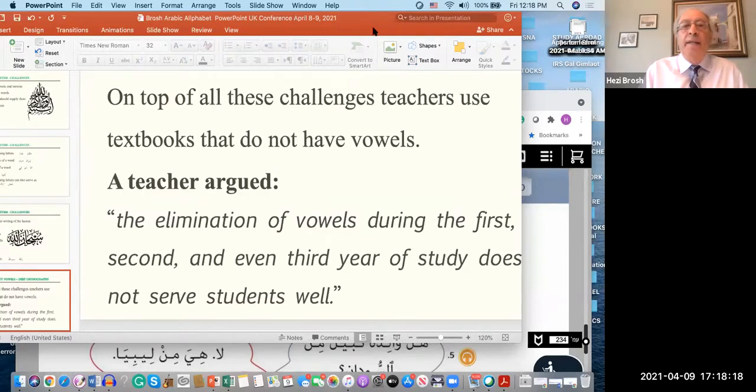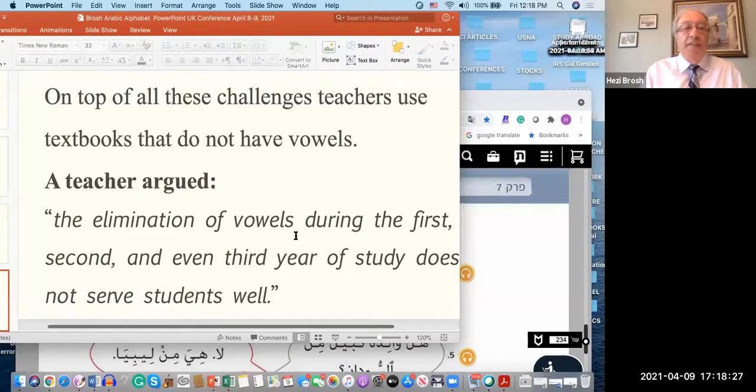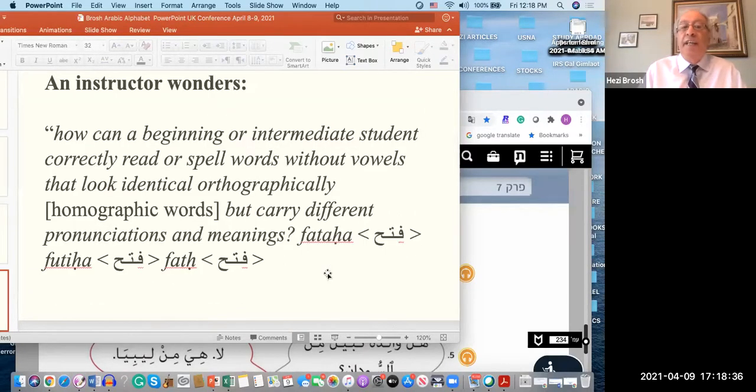Okay. And then on top of all that, sometimes textbooks do not provide vowels. And one of the teachers said, the elimination of vowels during the first, second, and even third year of study does not serve students well. Another teacher said, how can a beginning or intermediate student correctly read or spell words without vowels that look identical orthographically, like homographic words, but carry different pronunciations and meanings? For example, fataha, futiha, fath, they look exactly the same.